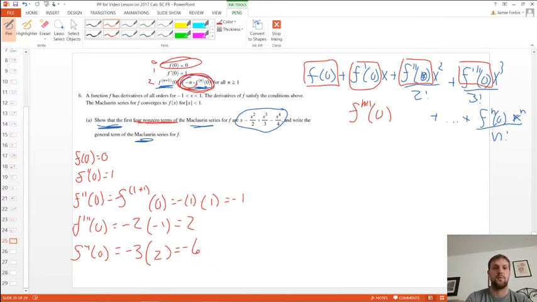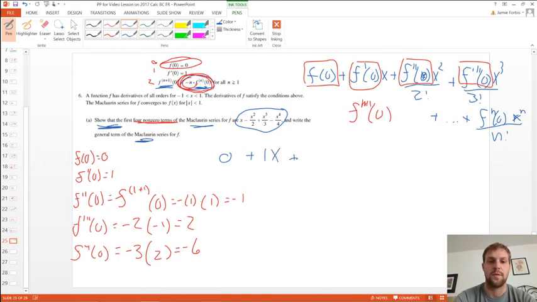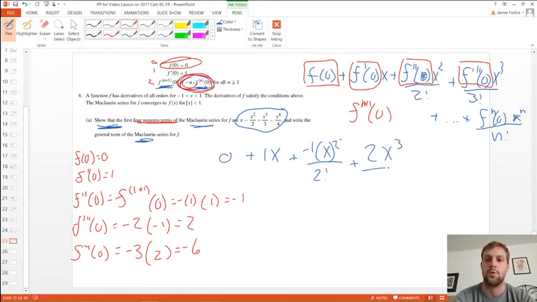We have all of the terms that we need. We can write it out. So if I write all these terms, I got 0 plus f prime of 0, which is 1, times x, plus f double prime of 0, which is negative 1, times x squared over 2 factorial, plus f triple prime of 0, which is equal to 2, times x cubed over 3 factorial, and then plus the fourth derivative of 0, which is equal to negative 6, times x to the fourth over 4 factorial.